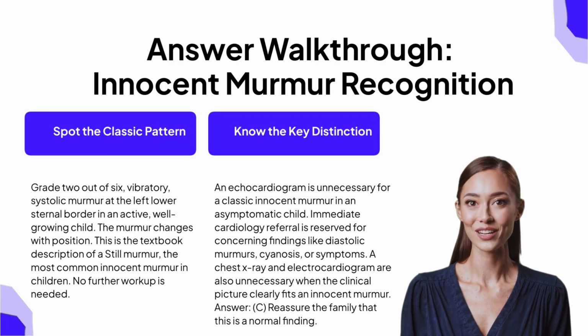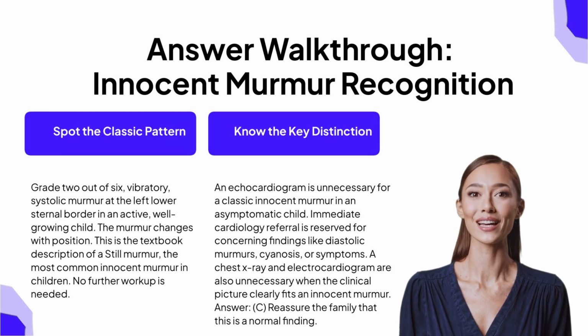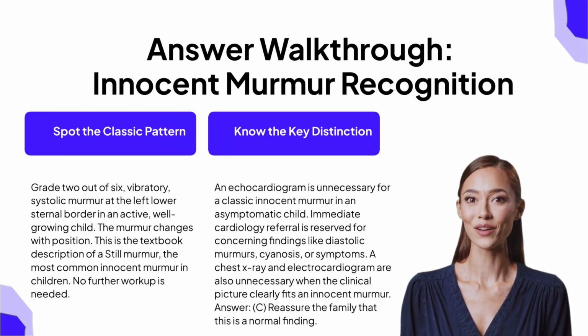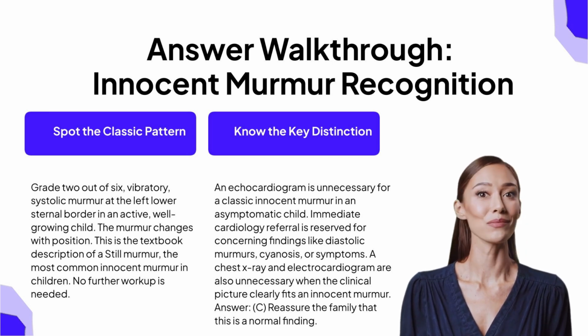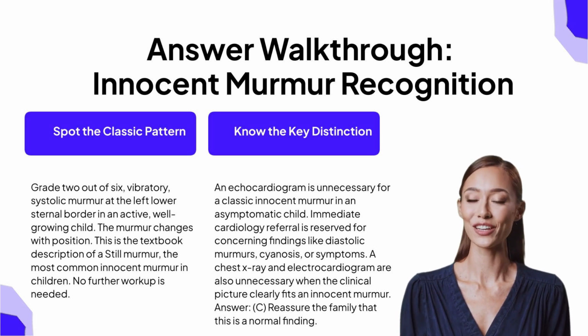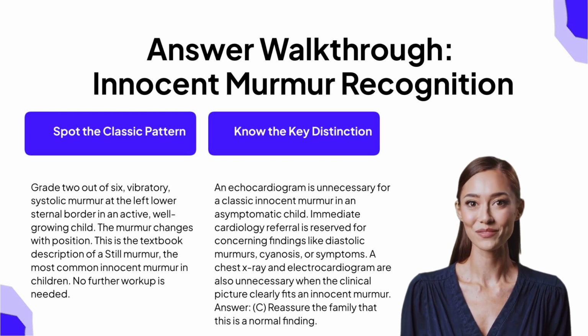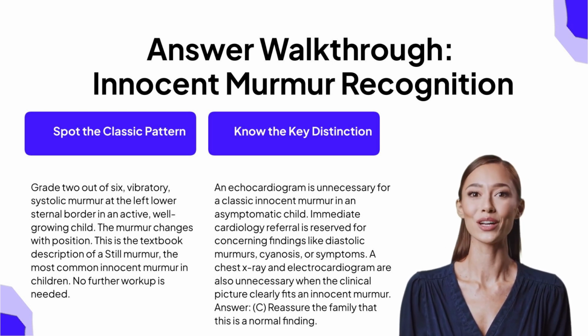Let us break down this answer. The classic pattern here is a grade 2 out of 6, vibratory systolic murmur at the left lower sternal border in an active, well-growing child. The murmur changes with position, decreasing when the child sits up. This is the textbook description of a still murmur, the most common innocent murmur in children. No further workup is needed.